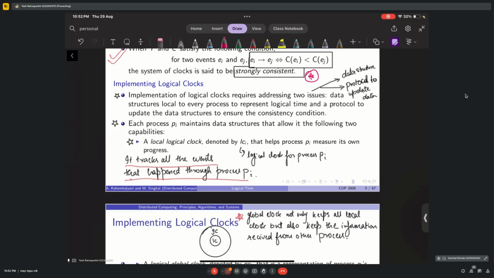A protocol is basically a set of rules that are used to execute something. So there will be a protocol to update that data structure by any unit or by any condition, and the data structure will be required to store that value. So these two things will be required for implementing a logical clock. Each process Pi maintains a data structure that allows it the following two capabilities.